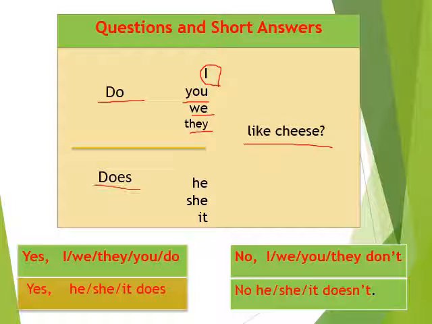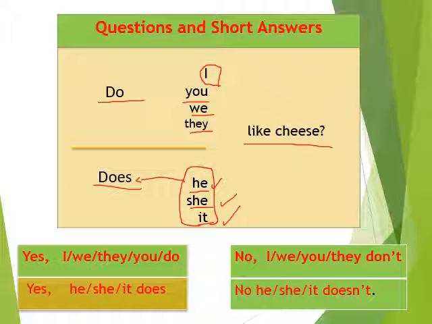And if we are using he, she, or it, that will be different, because you're going to add s. So this is a spoiler alert also. And the answer is yes, I do, or yes, we do, or yes, they do, or yes, you do. And it's the same thing in the negative.